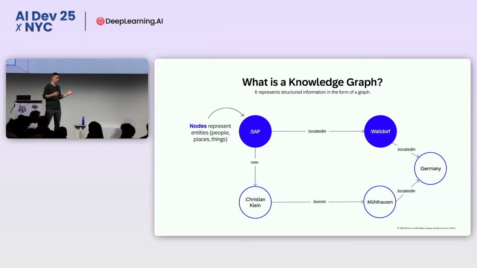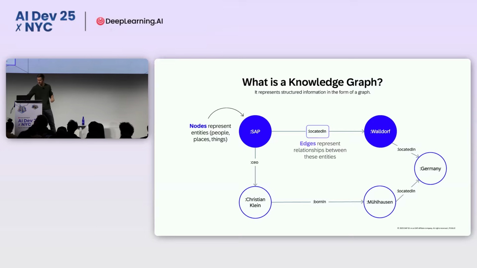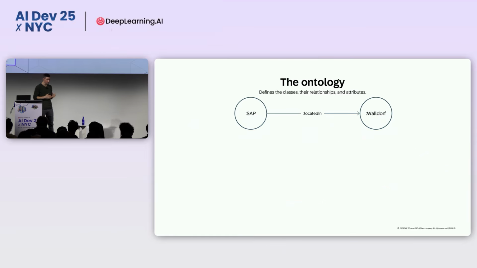The nodes, they represent the entities, people, places, or things, but also could be any abstract concept like an API or an IT system. And the edges, they then represent the relationships between those entities. So these are the raw facts that we have in the knowledge graph, but what makes the knowledge graph really powerful is the ontology. So given the fact that SAP is located in Walldorf, we can also introduce an ontology that provides the semantics of the objects and the relationships that we're talking about.